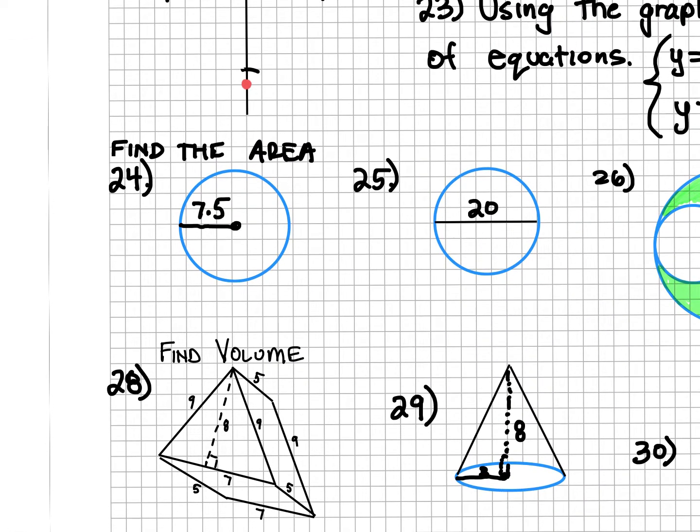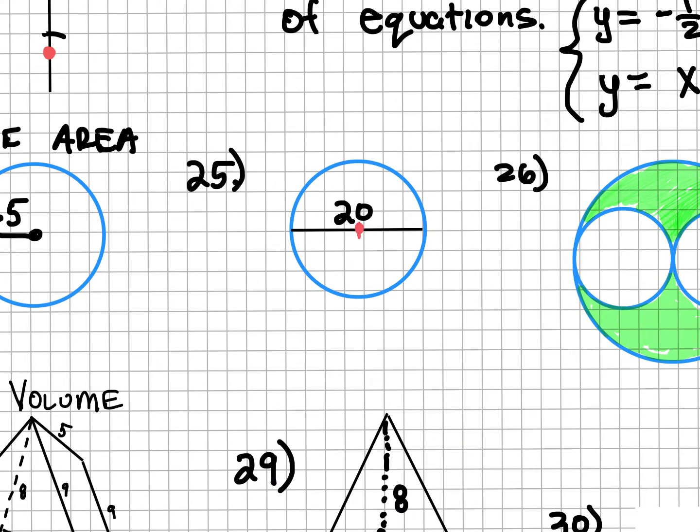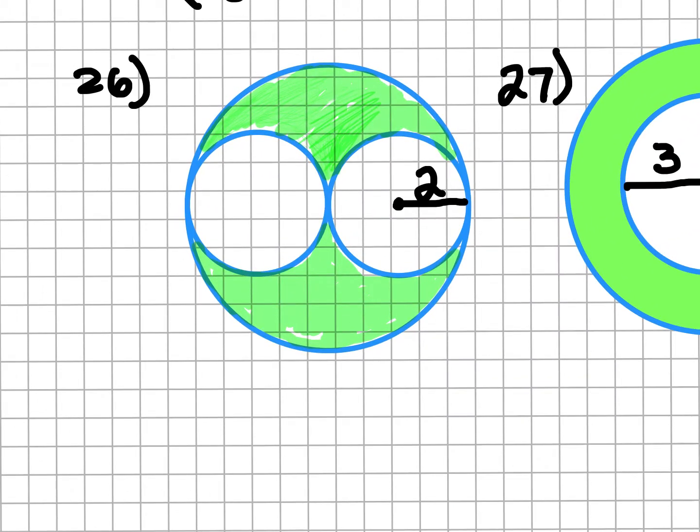All right, find the area. Super easy. Circles should be easy. Area equals pi r squared. We take the radius, we square it, and we put a pi on the back end. 7.5 times 7.5 pi, and then just do it in your calculator. All right, number 25, I can tell you don't pay attention to the 20, pay attention to the 10. That's the radius. And the area equals pi r squared, so that should be easy.